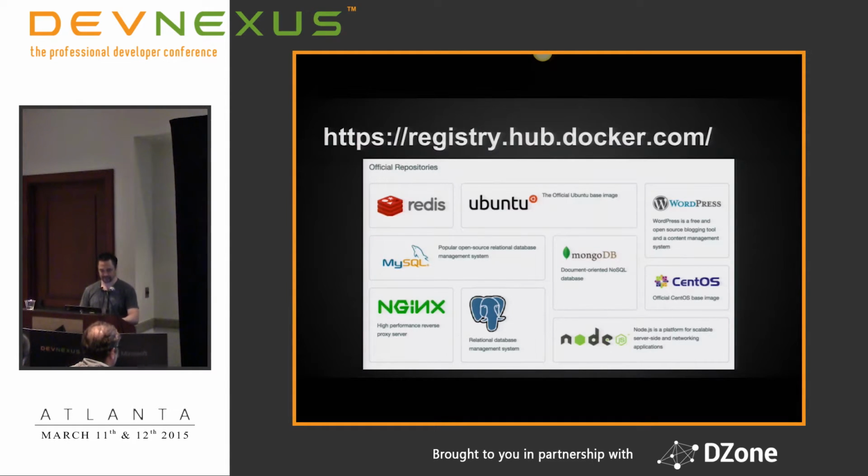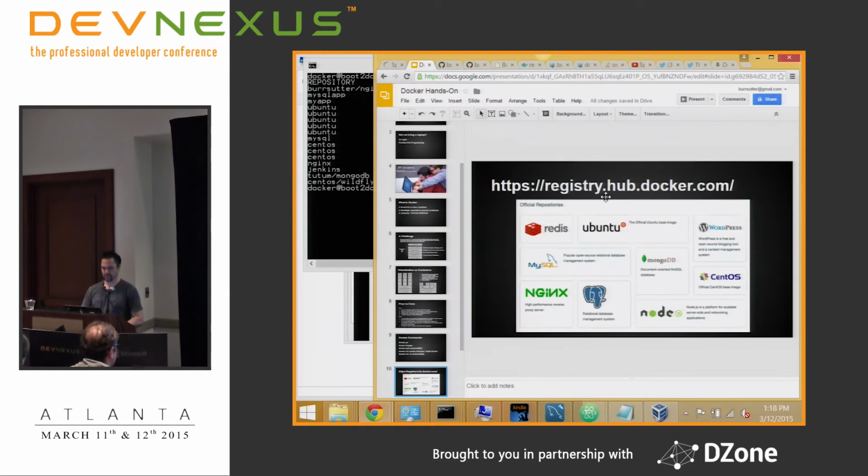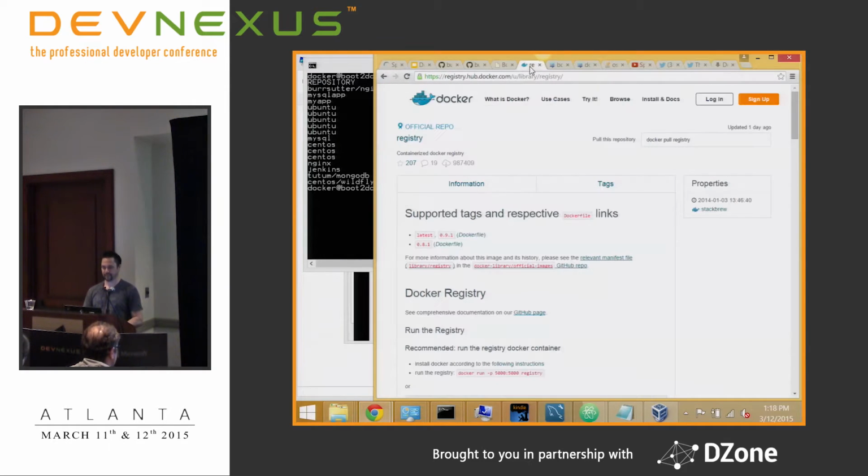And this is the registry. Let's just see if we can go out to the registry. Okay, so this is the registry. You can just Google Docker Hub. Otherwise, it's registry.hub.docker.com.